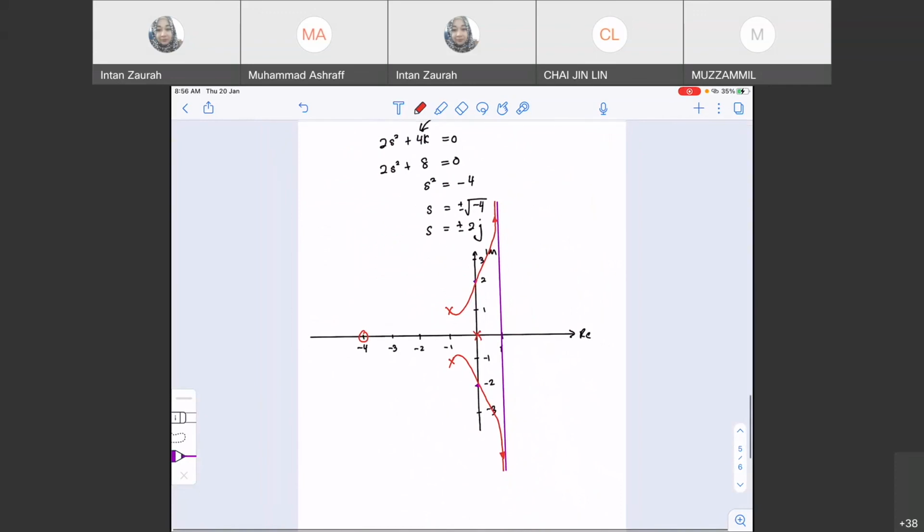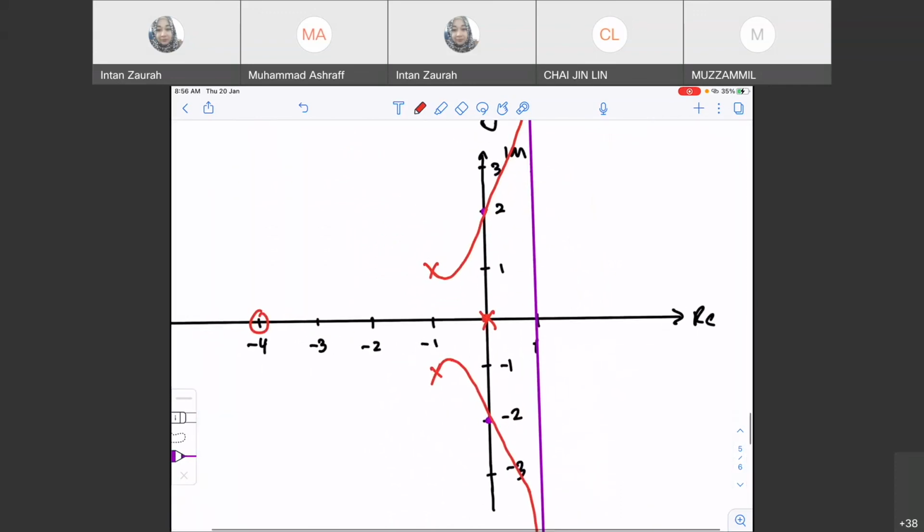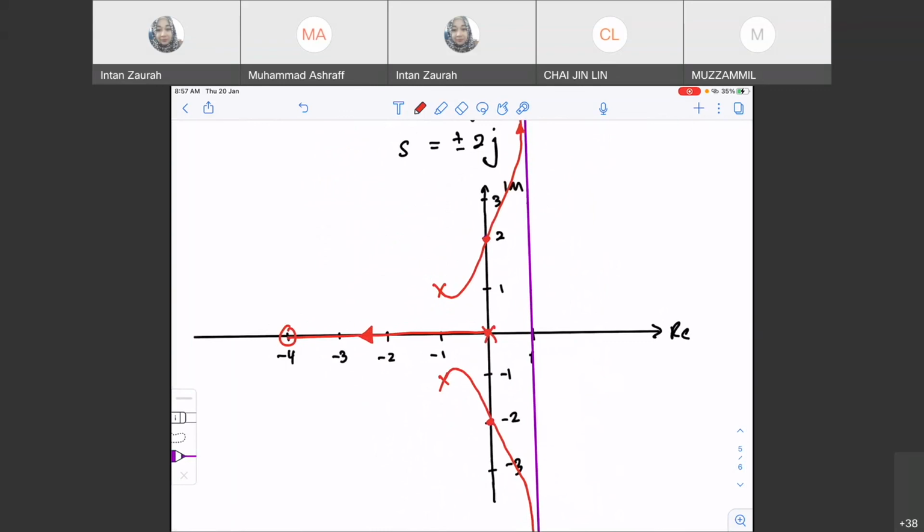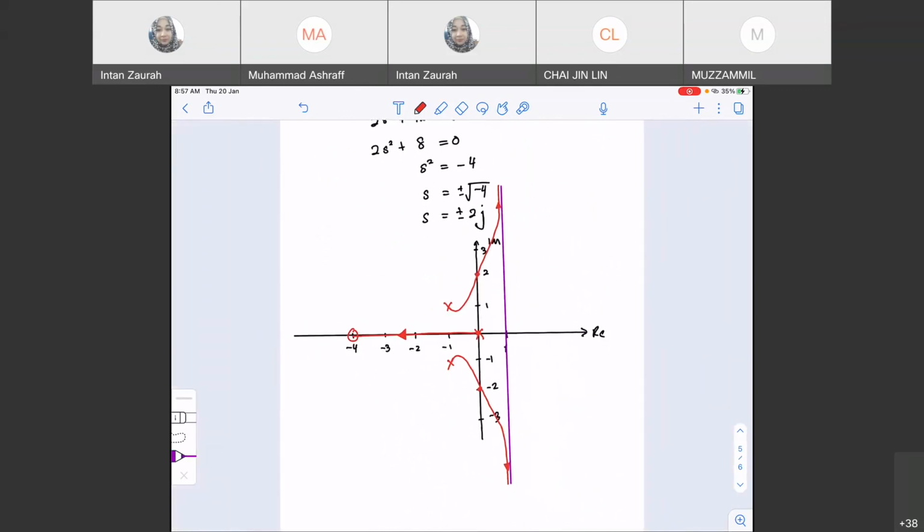Okay, and don't forget there's one more locus here. So this one, if you have your graph paper ready, when you already find all these values, you need to sketch it on your graph paper. Okay, is that all right? That's how my root locus looks like.